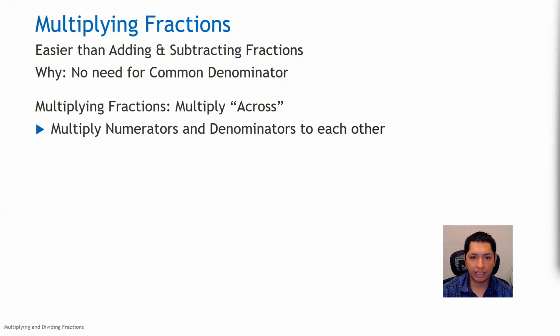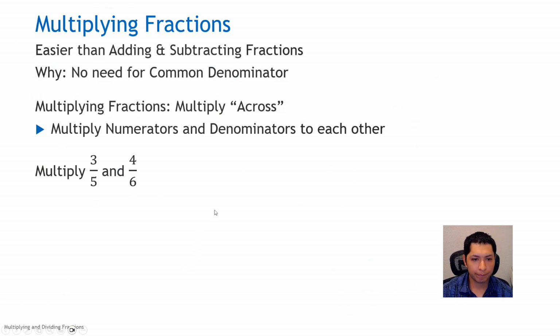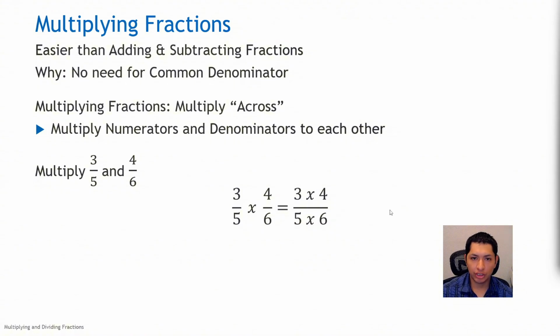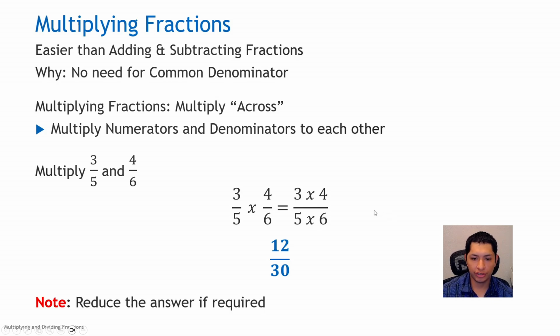When you are multiplying fractions together, you are simply multiplying across. In other words, you are multiplying the numerators to each other and the denominators to each other. So say that we have this example problem, 3 over 5 and 4 over 6. When you are setting it up, all you're doing is setting them up next to each other and multiplying across. So 3 over 5 times 4 over 6 really just looks like 3 times 4 over 5 times 6. When you solve these multiplication problems, it becomes 12 over 30.